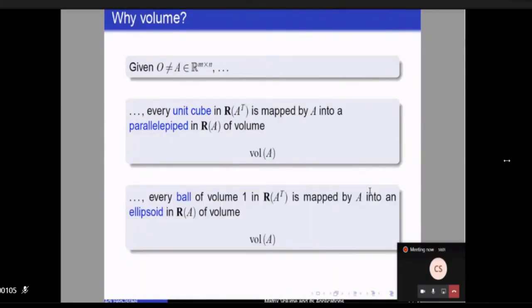Why volume? Every unit cube in the range of A transpose is mapped by A into a parallelepiped in the range of A of volume vol A. Similarly, every ball of volume 1 in the range of A transpose is mapped into an ellipsoid of volume vol A. So every volume that can be approximated by cubes or rectangles or whatever boxes is mapped by A into a volume which is the original volume times the volume of A.